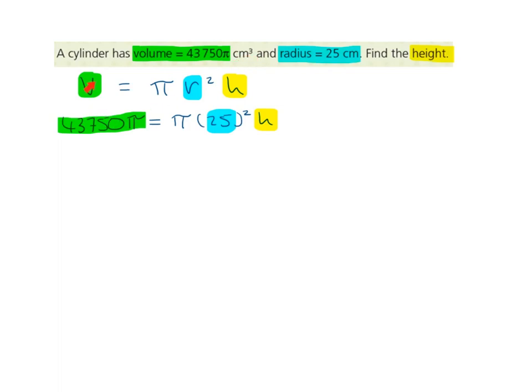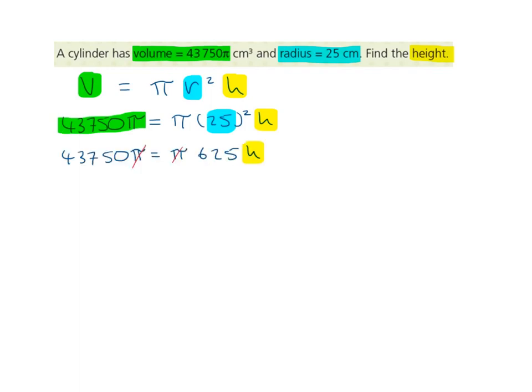So swap the V for 43,750 pi. Very, very important that you include the pi. We swap the radius for 25. Again, you don't need the centimeters, and stick brackets around it. And the height we do not know, so we leave that as h. So we've subbed into our formula. Next, we're going to simplify.